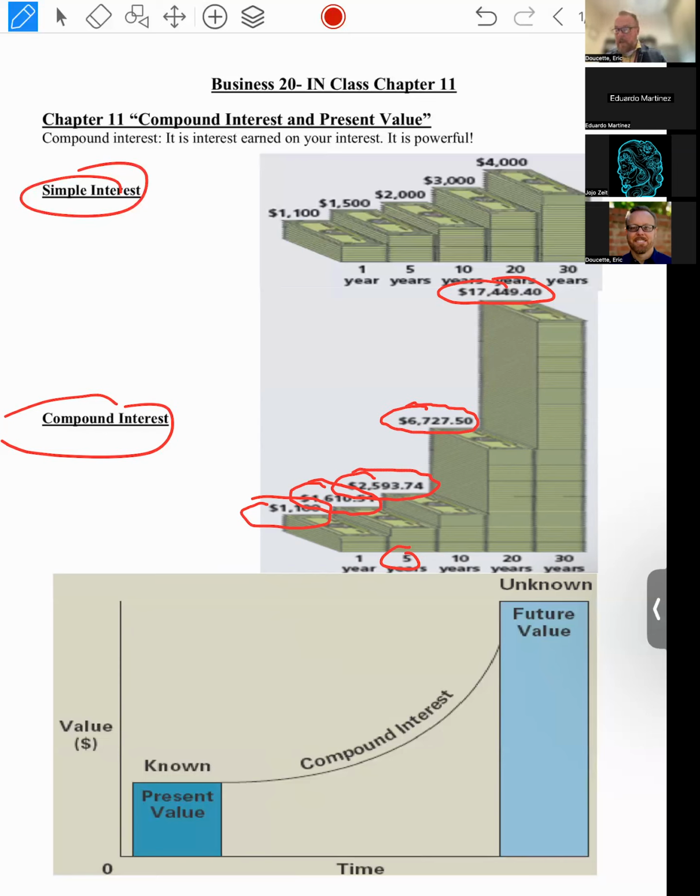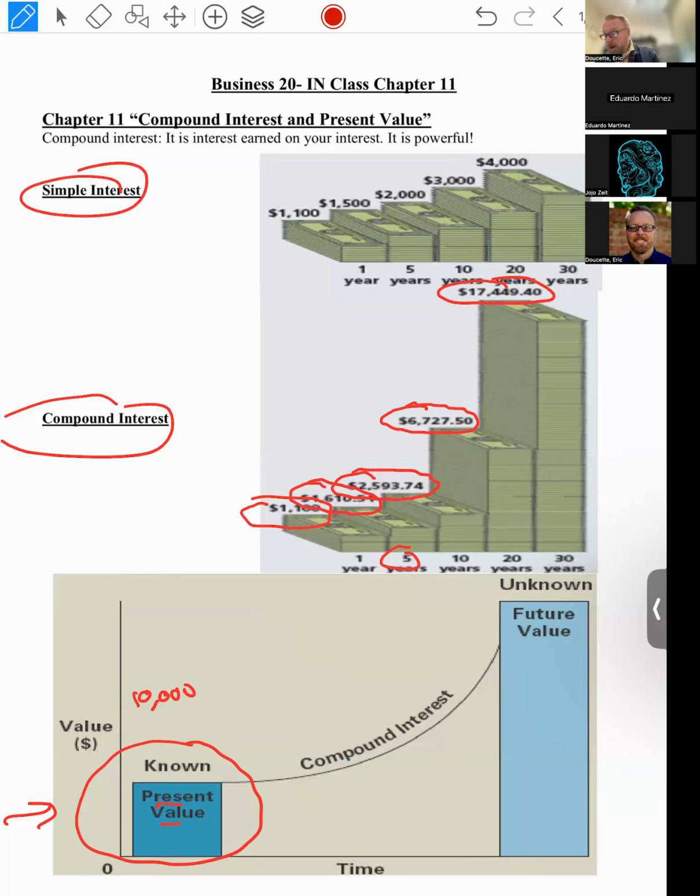Another way to look at it is this table down the bottom. I want to explain this to you because it'll make present value a little more understandable when we talk about it. If you notice this chart, you have your known amount. This would be your initial present value of an amount of money. Let's just say that present value is $10,000. My present value, the money I have right now, is $10,000.